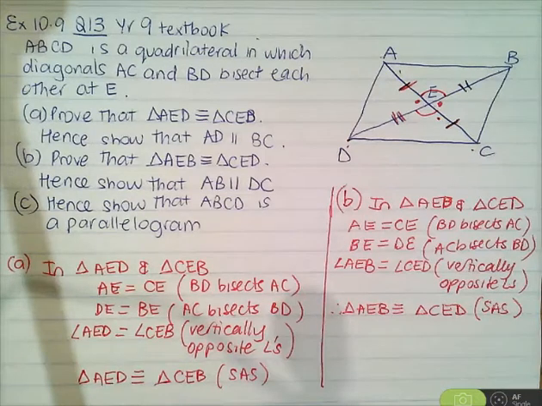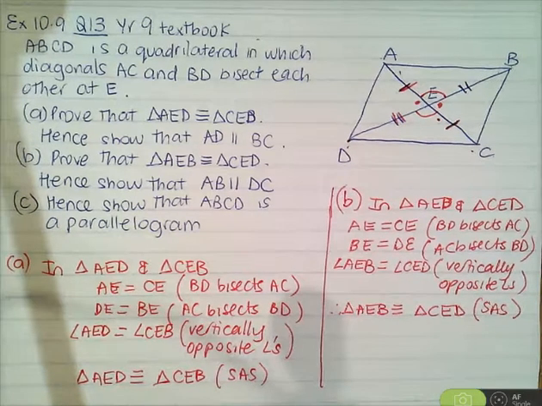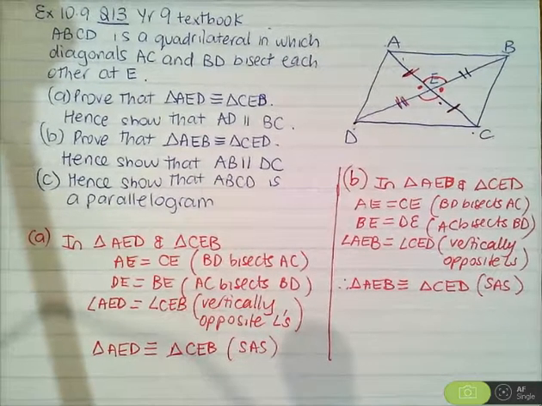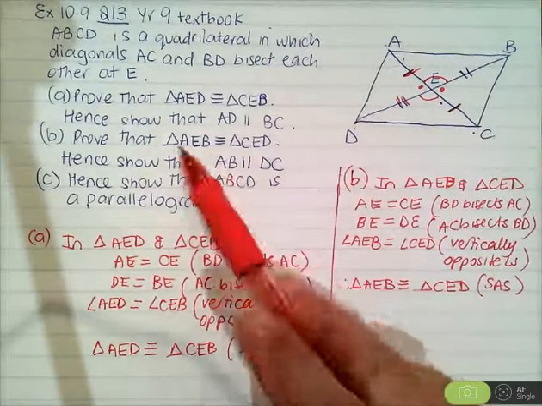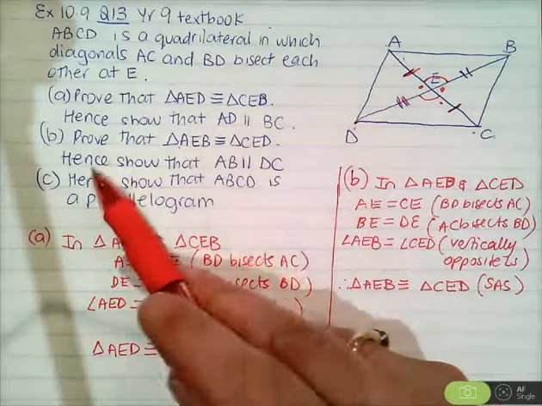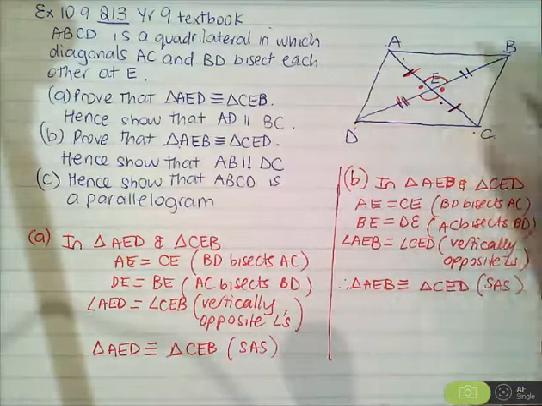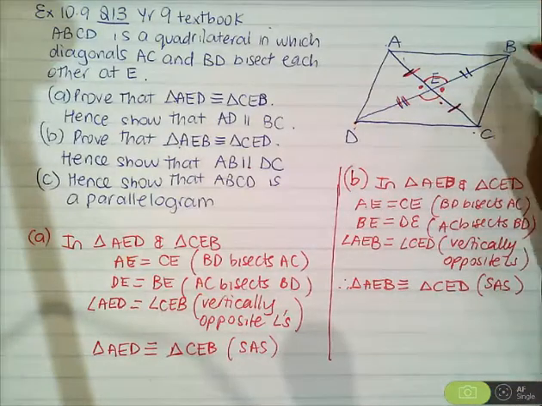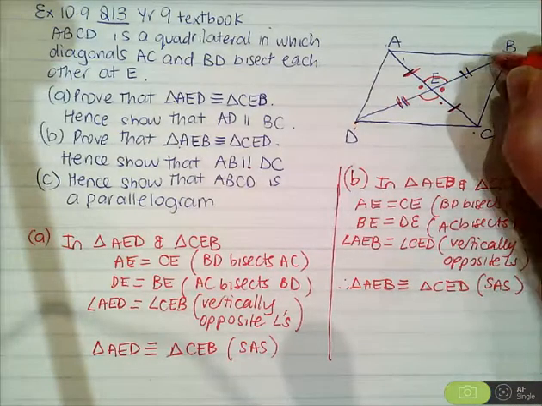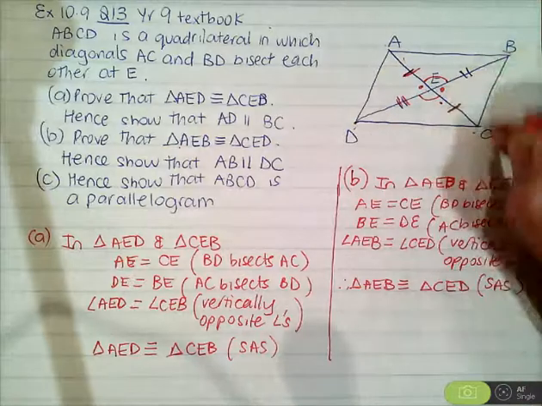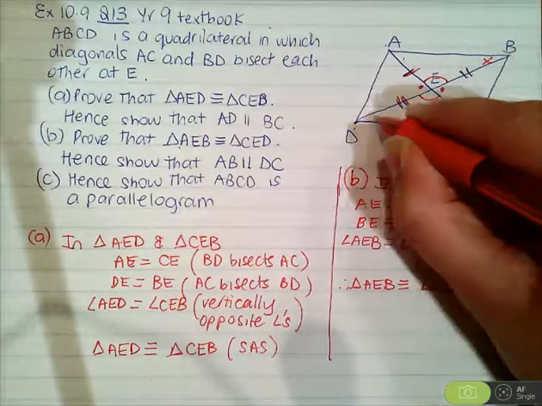Now, the next part of the question asks us to hence show that ABCD is a parallelogram. Okay, now I actually haven't finished that, so I'm going to do that now. It says prove that these two triangles are congruent, which we've done. Then it says hence show that AB is parallel to DC. Now to do that, we're going to need to show that we've got alternate angles that are equal. So I'm going to do that AB is parallel to DC. If I can draw up some alternate angles, I'm going to do, there's my Z.